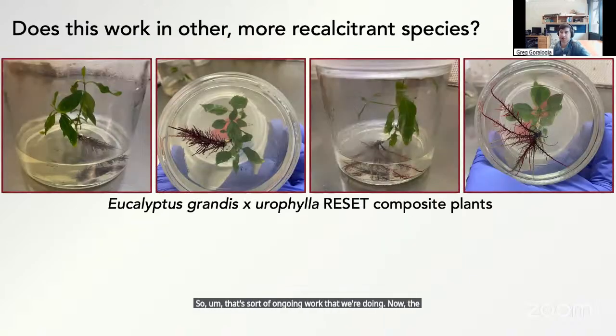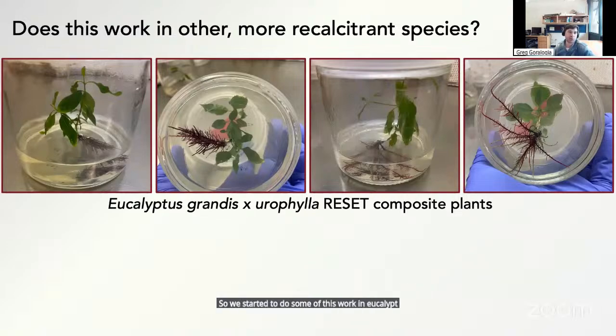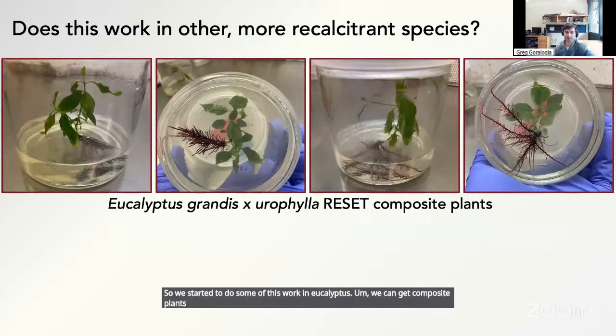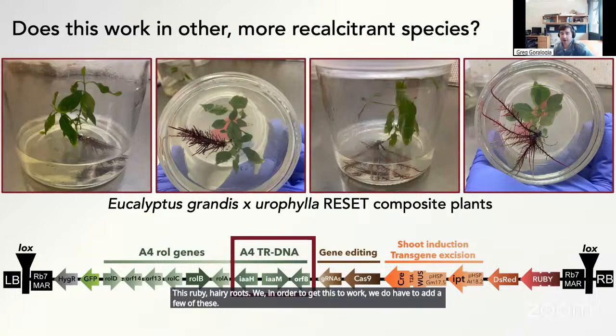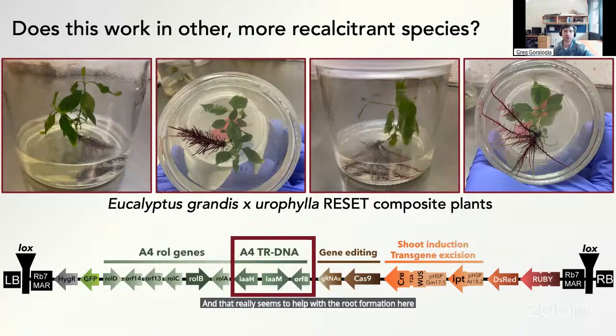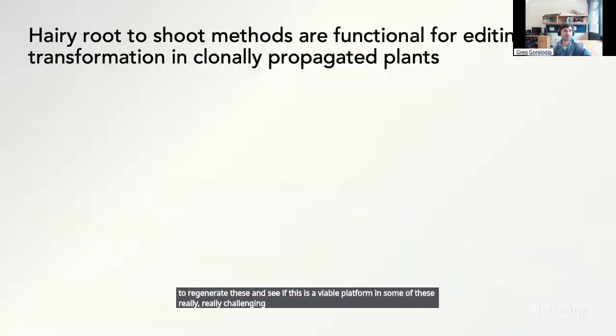Now, the real question, of course, is I showed you all this in hybrid poplar, which is quite amenable. Does it actually work in really challenging species? So we started to do some of this work in eucalyptus. We can get composite plants to form with these ruby hairy roots. In order to get this to work, we do have to add a few of these rhizogenic factors. So I showed you another tDNA that has this auxin synthesis gene, and that really seems to help with the root formation here. So we're trying to regenerate these and see if this is a viable platform in some of these really, really challenging species.